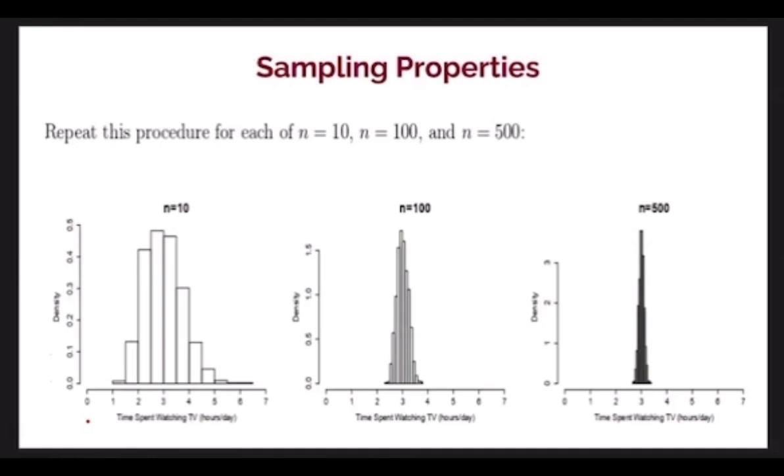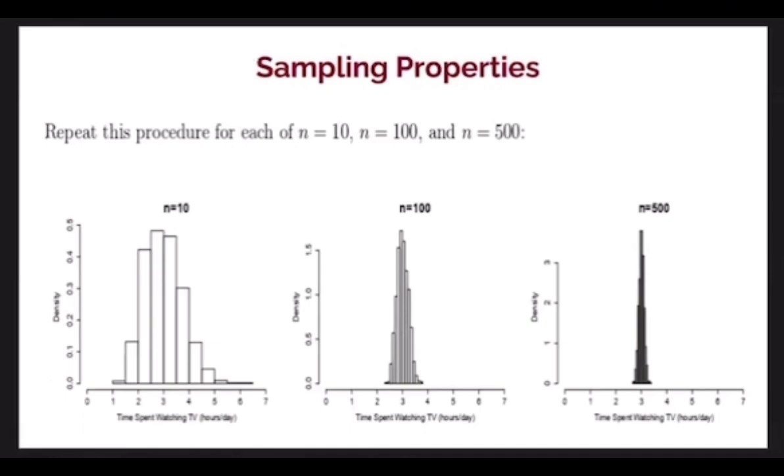But what is the difference? The difference is just going to be the standard error. The one with a larger sample size has a smaller standard error. Does that make sense? And that is that.